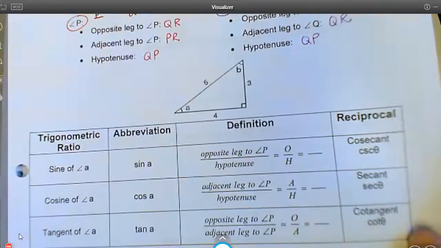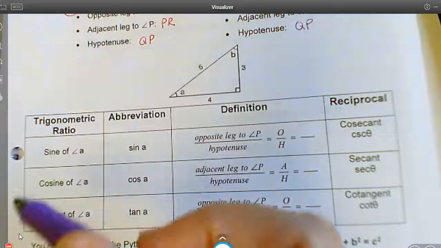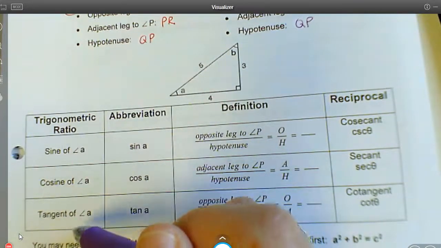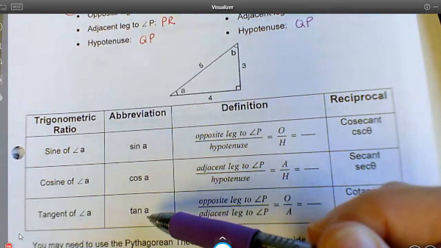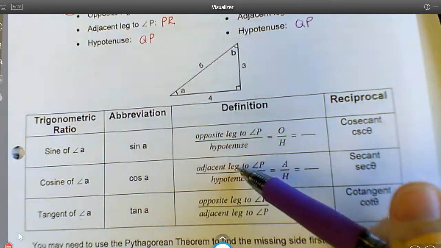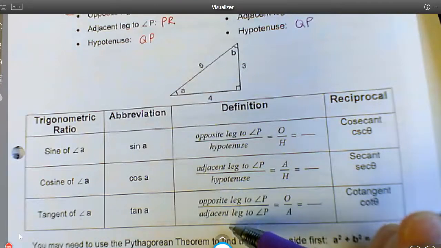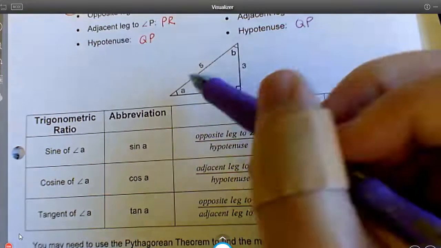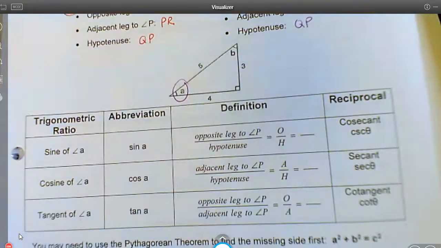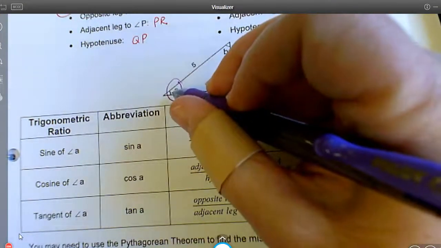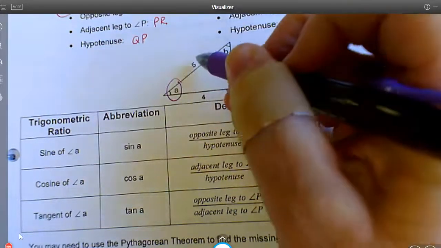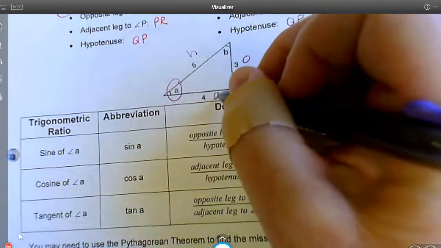Alright, let's look at this triangle, and here's a bunch of words. So, sine, cosine, and tangent are the trig ratios that we're going to be talking about. Here's the abbreviation for them. And here's the definition. The opposite over hypotenuse, adjacent over hypotenuse, and opposite over adjacent. Okay? So if I have this problem right here, and I'm interested in A, we're going to start with A. Opposite is across from the A, so that's the O. Across from the 90 is the H, and then the other side's the A.